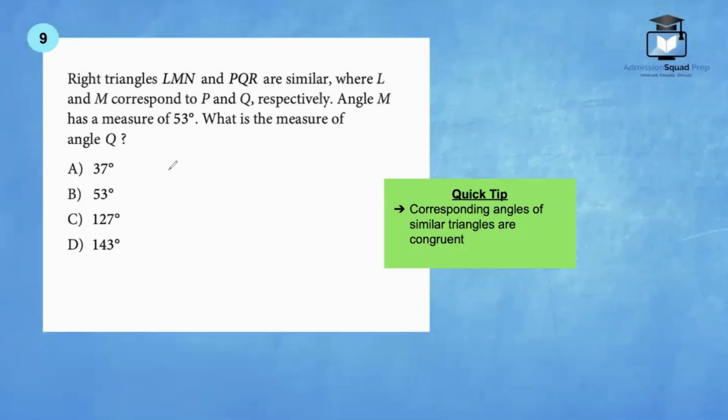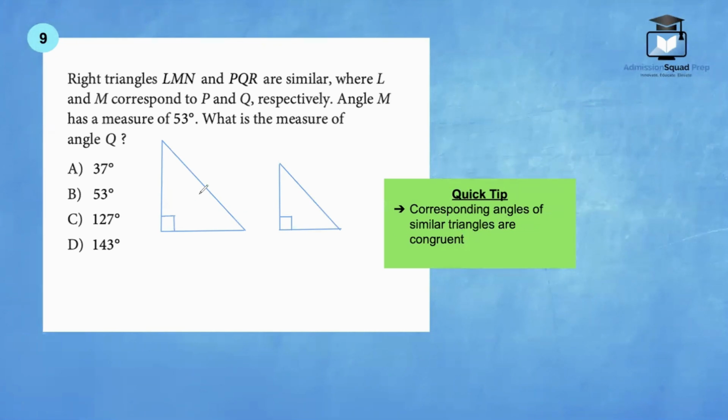Right triangles LMN and PQR are similar, where L and M correspond to P and Q respectively. Angle M has a measure of 53 degrees. What is the measure of angle Q? Let's draw a diagram. We now have two right triangles that are similar. Recall that when triangles are similar, they will have the same shape but different sizes. They will also have two properties that you need to remember. Corresponding sides are proportional and corresponding angles are congruent.